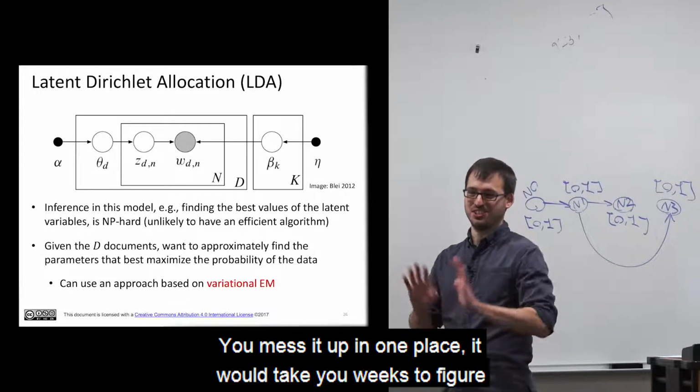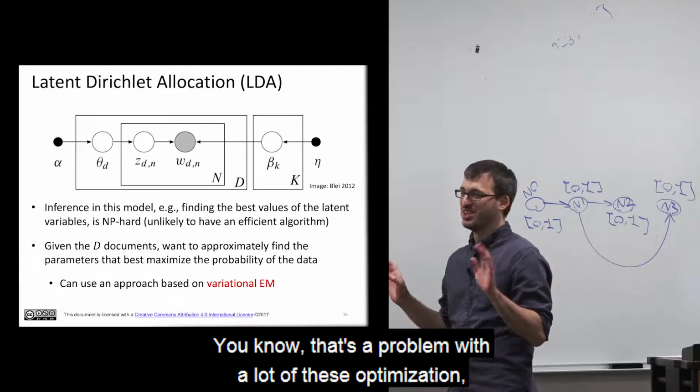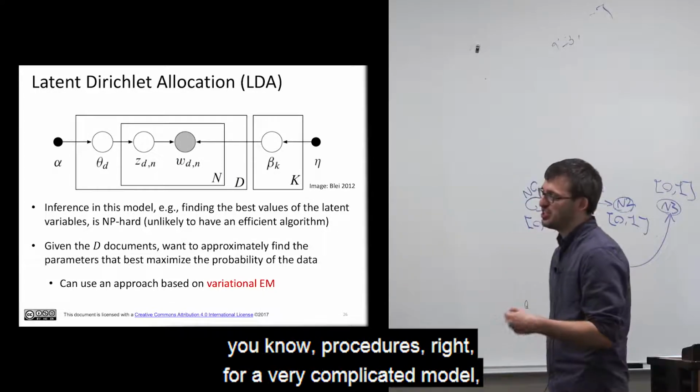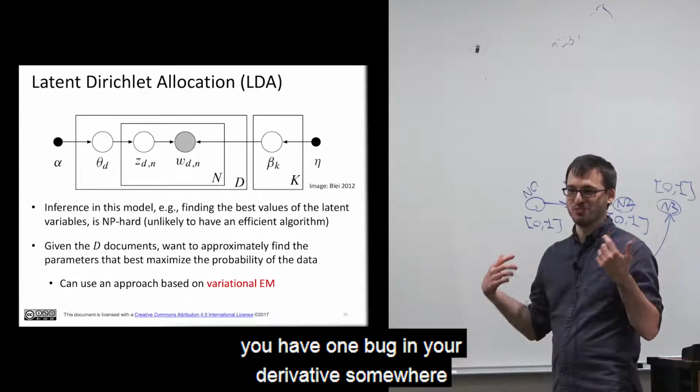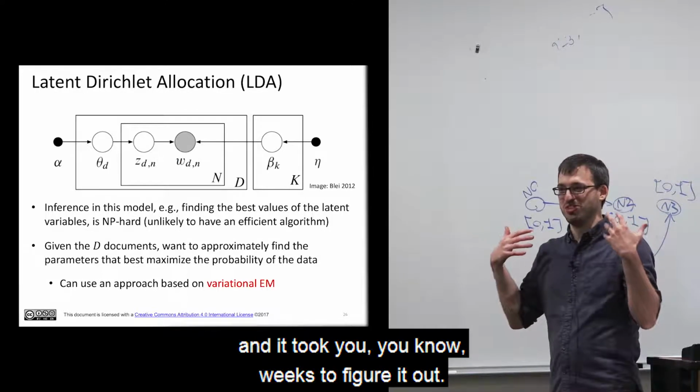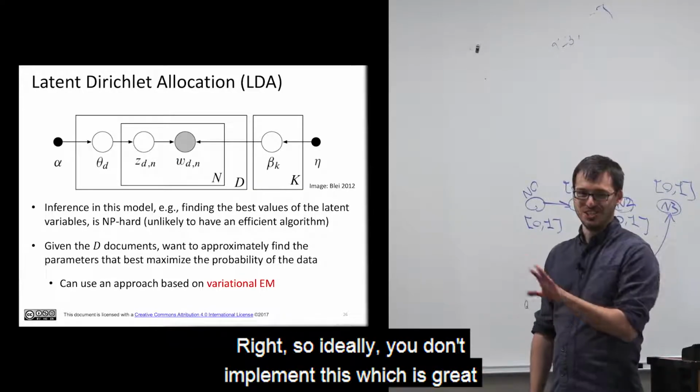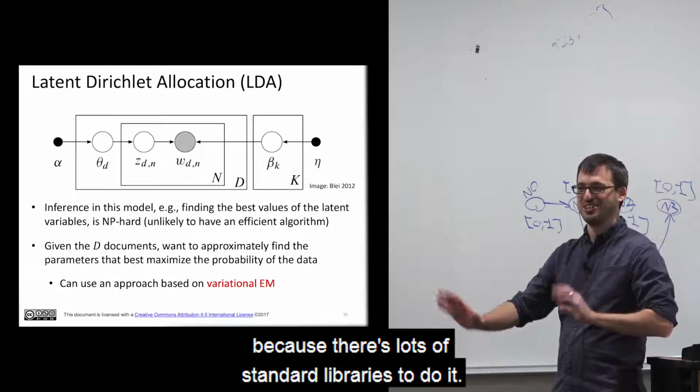You mess it up in one place, it can take you weeks to figure out where the bug is in the code. That's a problem with a lot of these optimization procedures, right? For a very complicated model, you have one bug in your derivative somewhere, and it can take you weeks to figure it out, right?